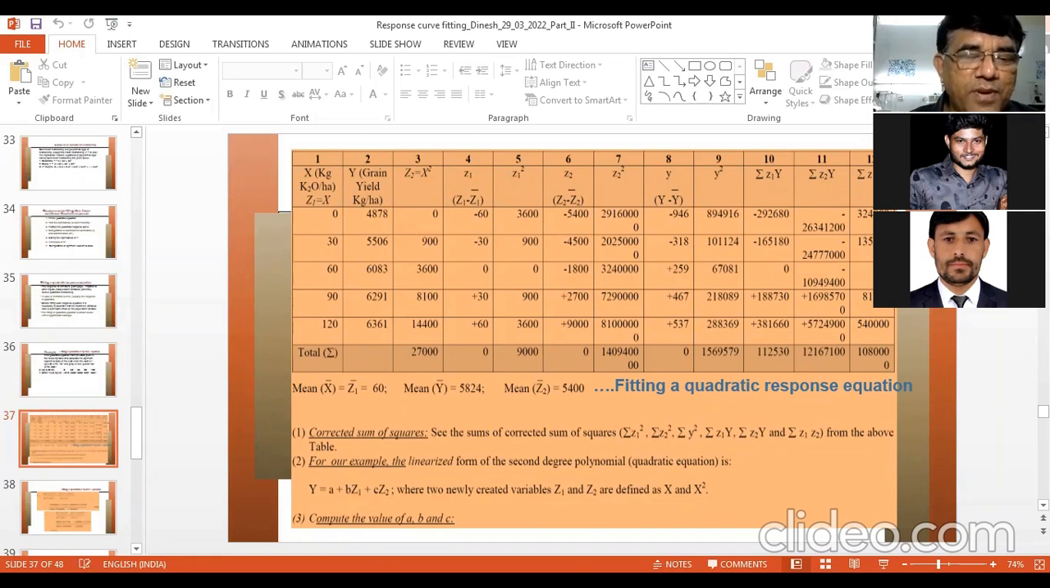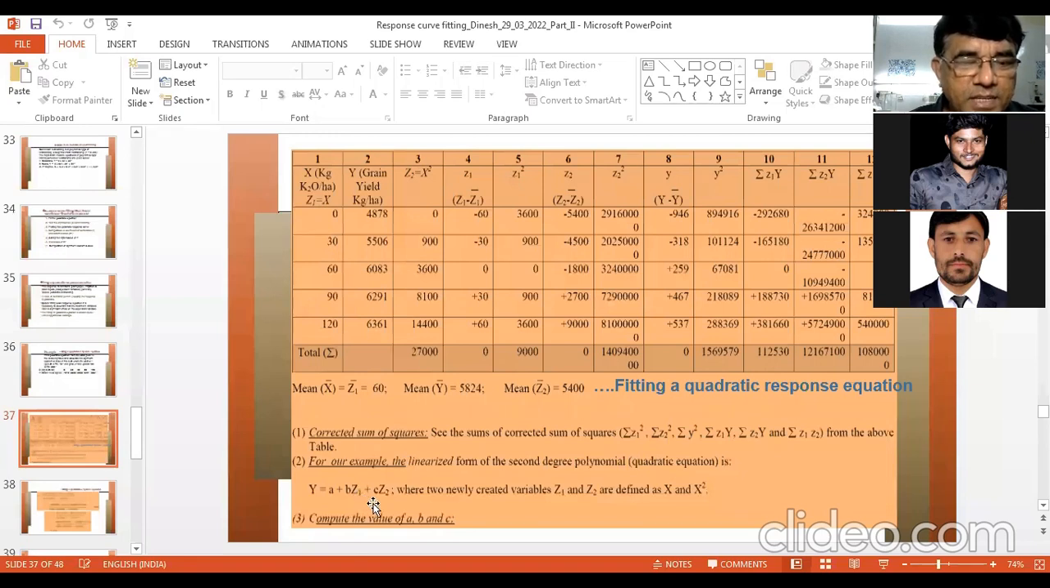So in place of x, you can see y is equal to a plus b z1. They have put z1 by some transformations. Certain transformations were done by a statistician, and after transformation they made a new variable, capital Z1, which is equivalent to your x, which is your independent variable, or rate of potassium application in kg per hectare.